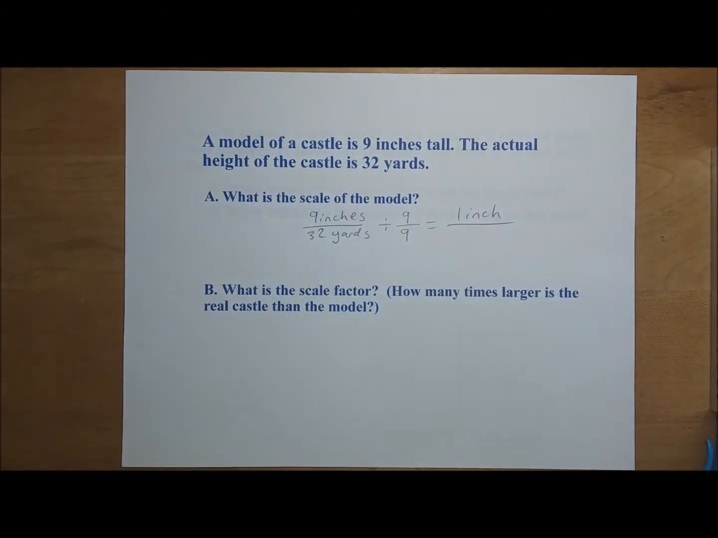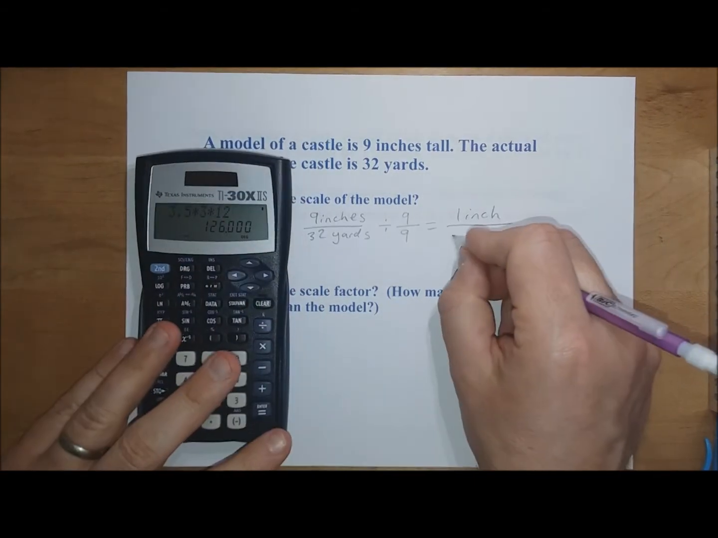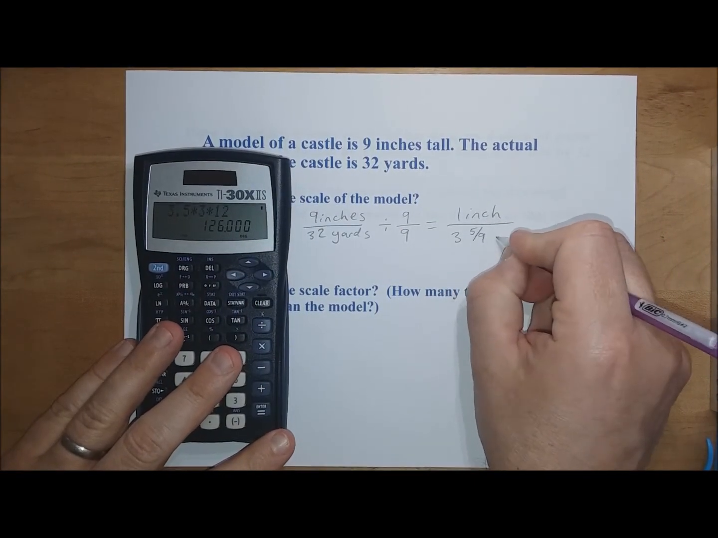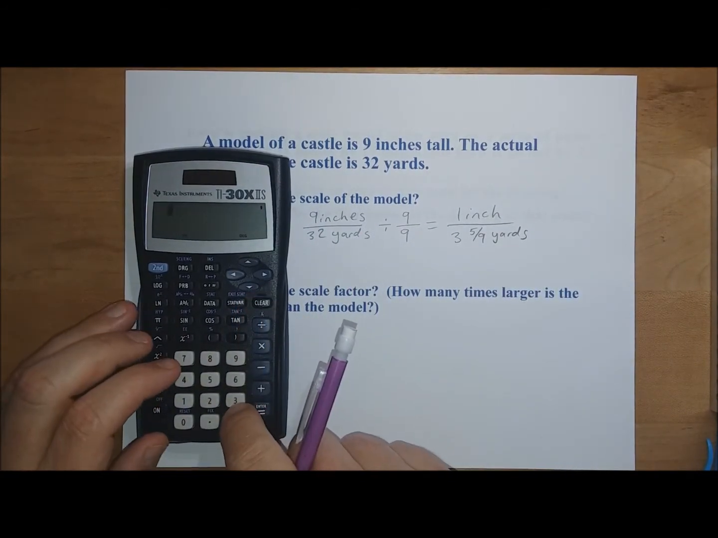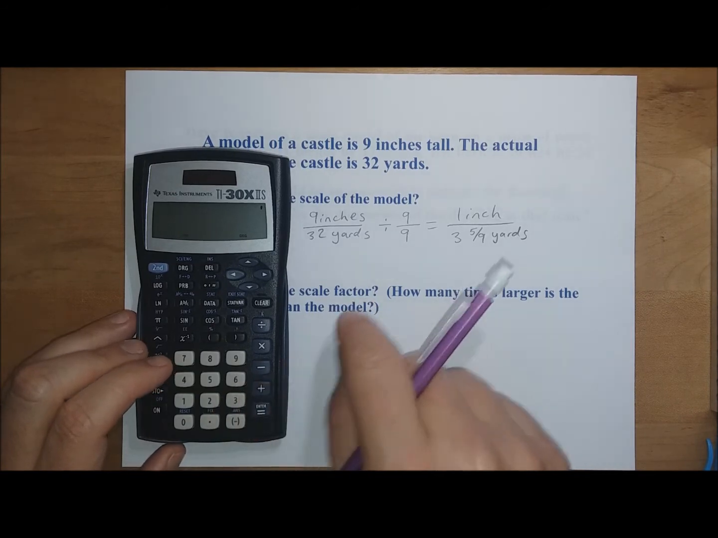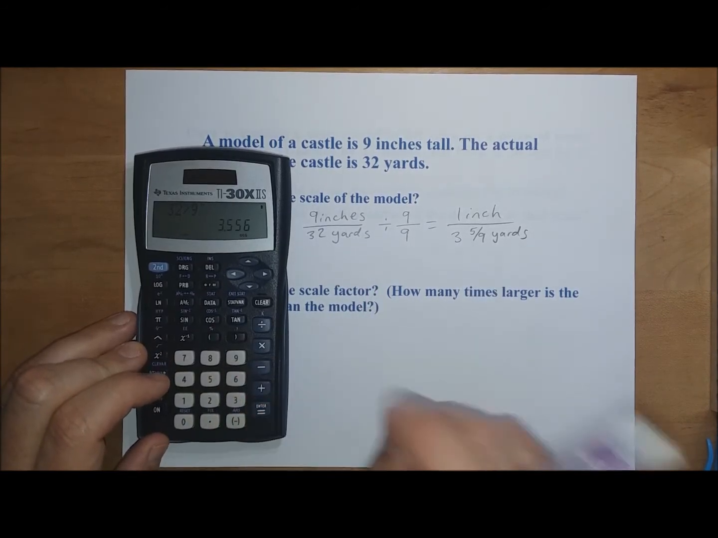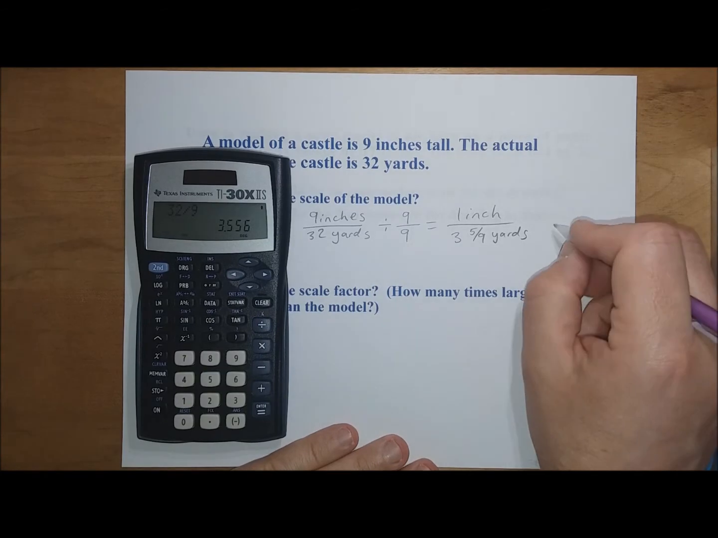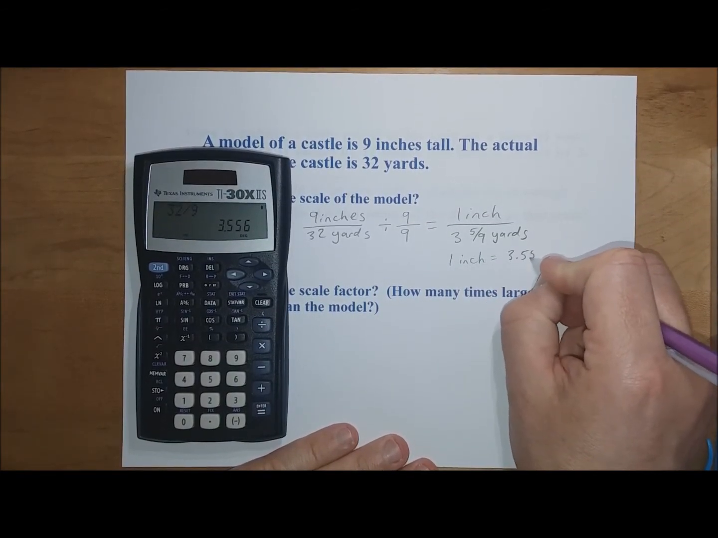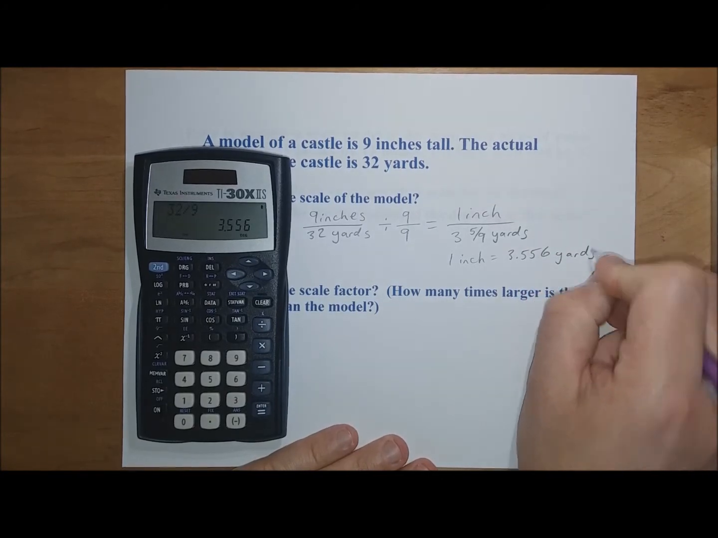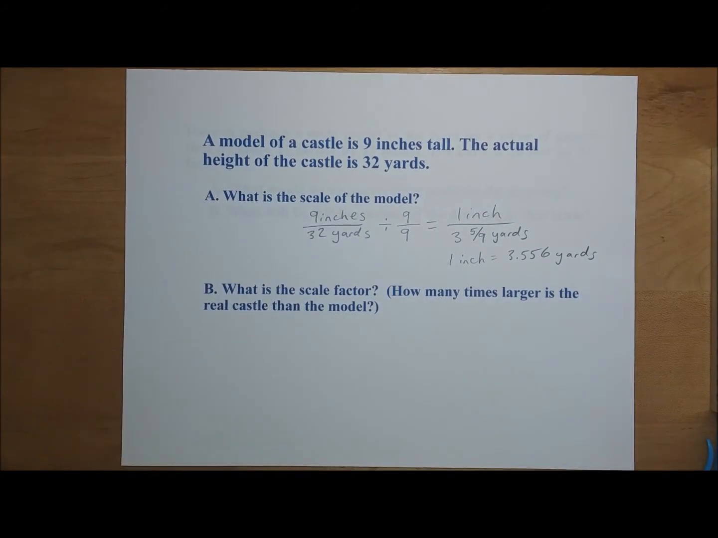And I don't know if you want that as a decimal or not. I actually like 3 5/9 yards. I'm totally okay with that. If you like a decimal, 32 divided by 9 gives you 3.556. So you might say 1 inch equals 3.556 yards. Okay. What is the scale factor? Now remember, scale factor just wants to know how many times bigger is the castle than the model.